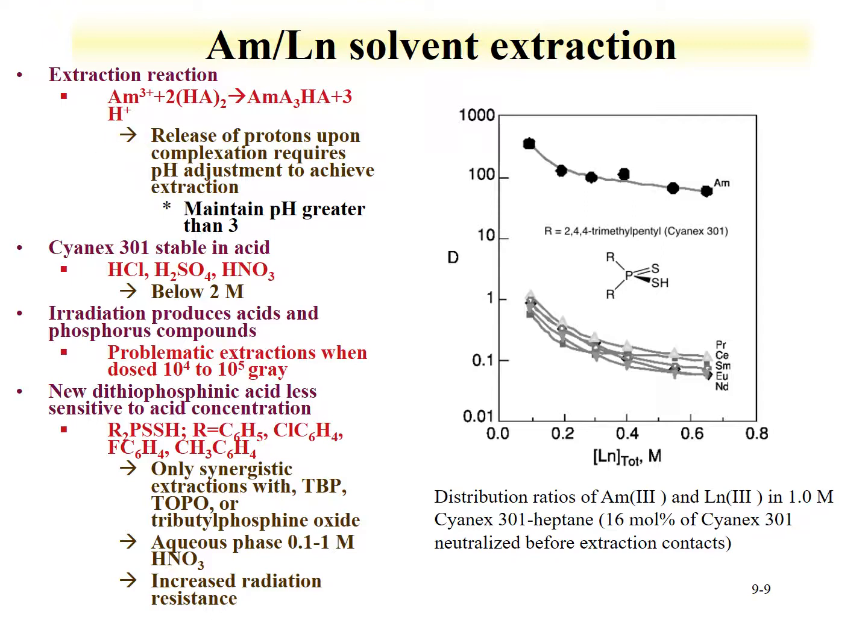An example that's shown here is with Cyanex 301. This compound is shown here. This ligand is stable in acid, and as an example shown here, there are distributions of the trivalent americium and the trivalent lanthanides in 1 molar Cyanex. That's around 16 mole percent of Cyanex 301 in heptane. So you can use this ligand to achieve selective separations, and it's driven by the soft donor properties of these ligands.